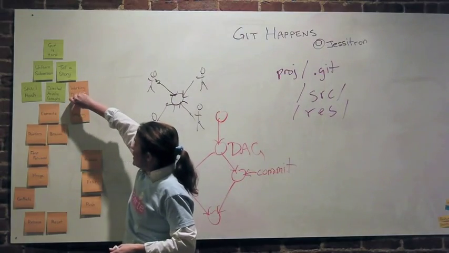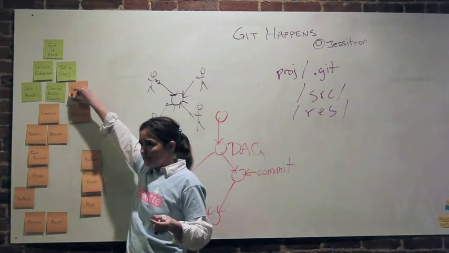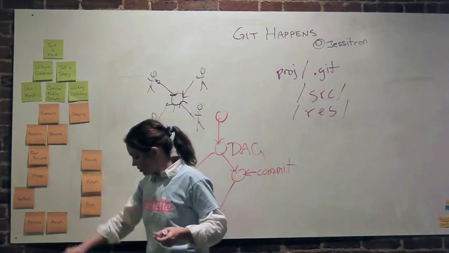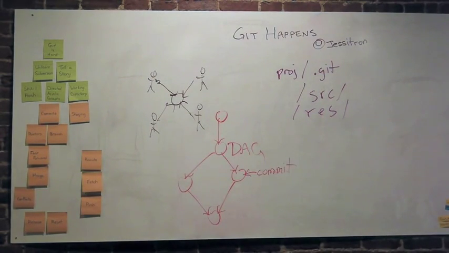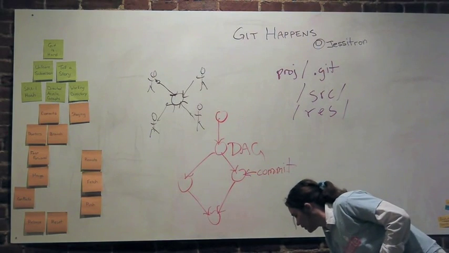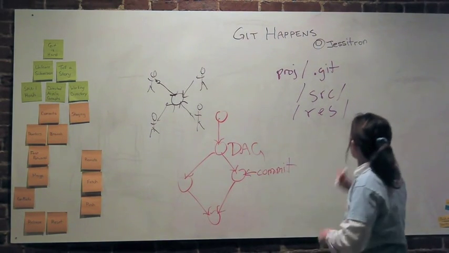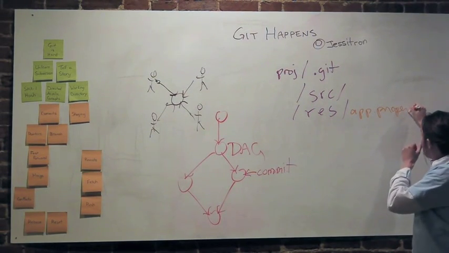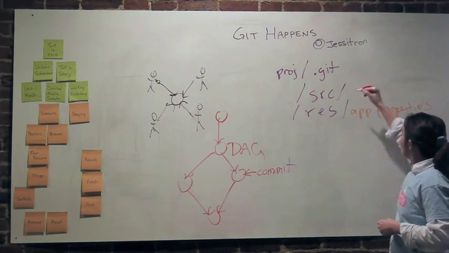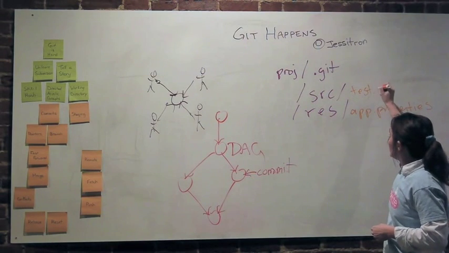Your working directory is the first place where you make changes, of course. Save a change. Maybe we change app.properties in here. And then we add another file, test.java in here.